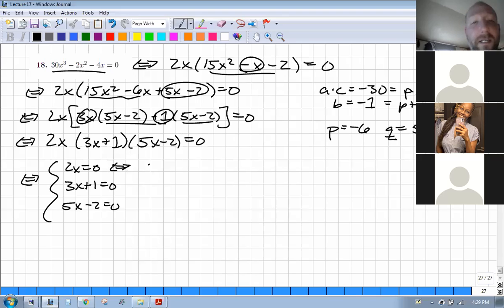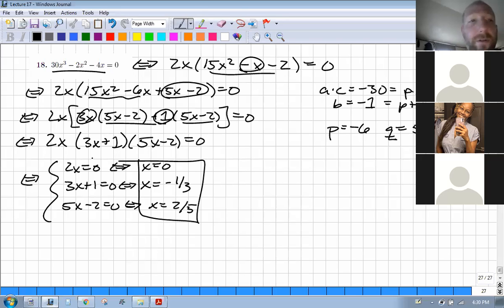So this says x has to be 0. This one says x can be negative 1/3. And this one says x can be 2/5. And there's my 3 solutions to this third order equation.